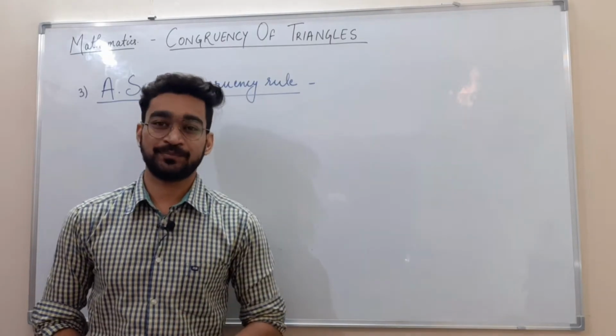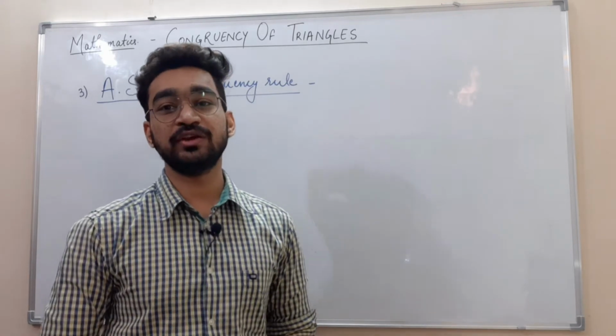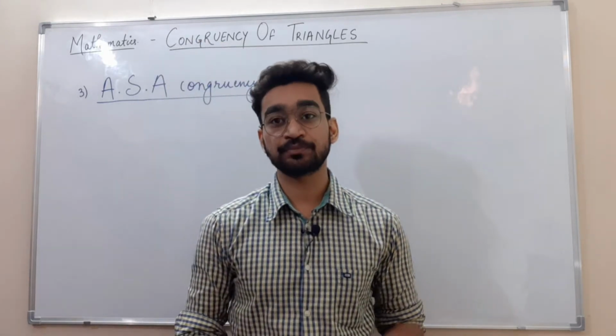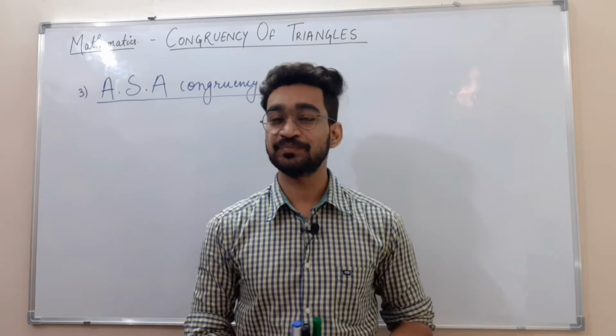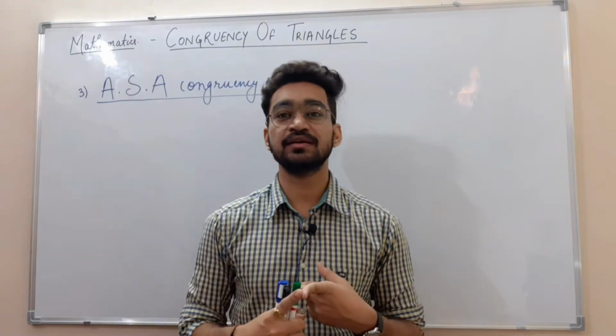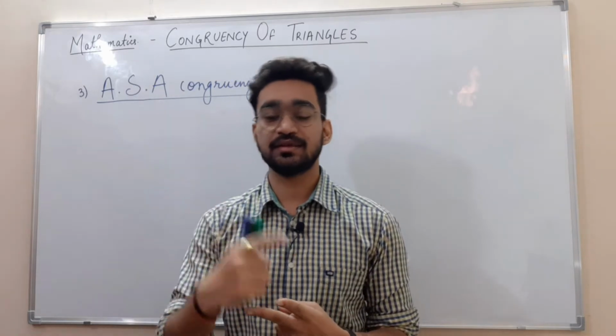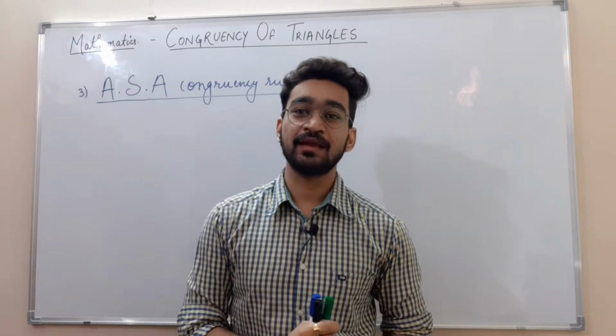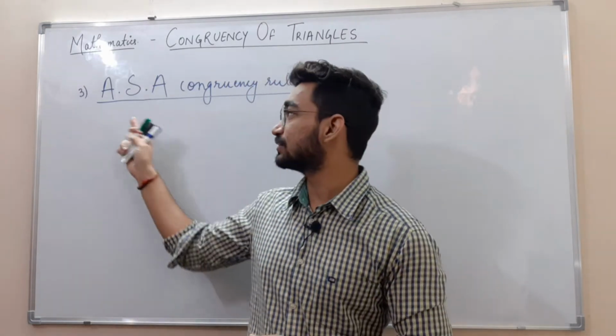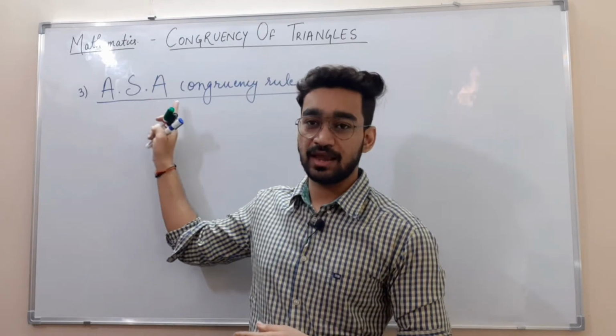Hello everyone. In the last two videos, we have discussed two congruency criteria. First one is SSS, side, side, side. Second one is side angle side, SAS. Now in this third video, we are going to discuss ASA.